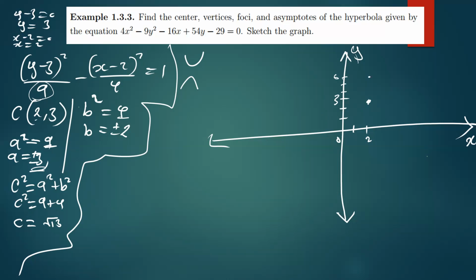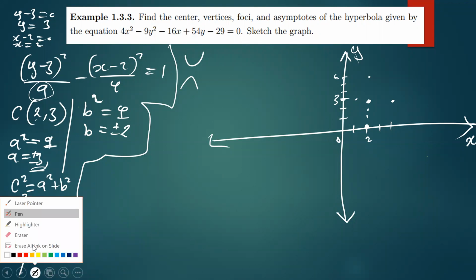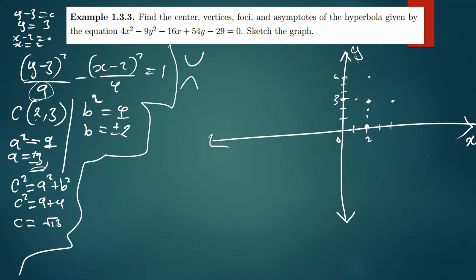Then I'll move down 3 times as well. 1, 2, 3. So I have another point there. So I'm going to move b steps along the x axis. In this case we have b as 2. So we have 1, 2. So I have 1 point there, and another point there. So I can now draw my dotted box. I'm going to draw a dotted box there.